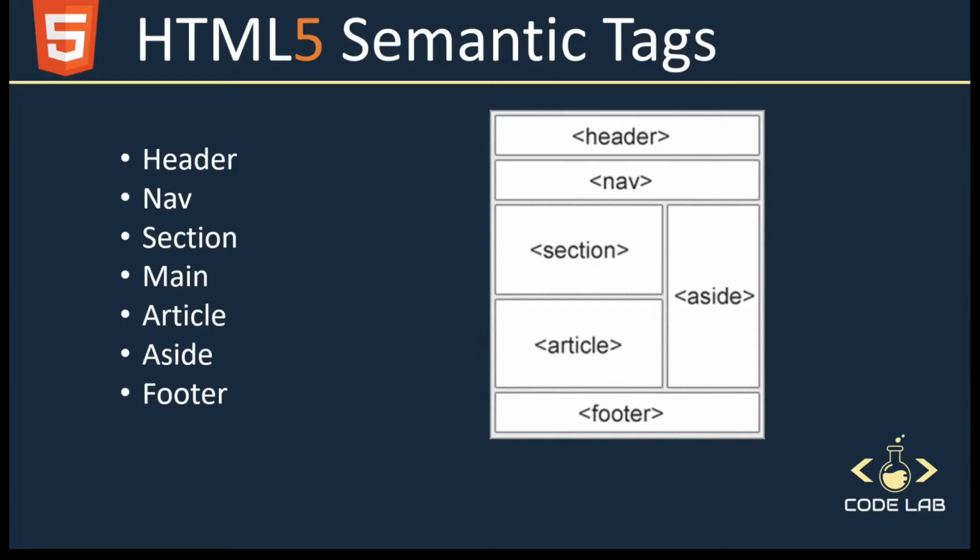And as you can see from this slide, the semantic tags clearly define what the section is for. So you've got the semantic tag for header, it's for your header, nav, section, main, aside, article. Yeah, so it clearly defines what this section is for.